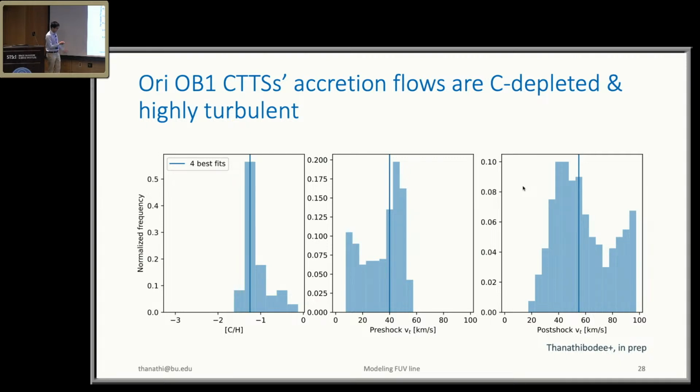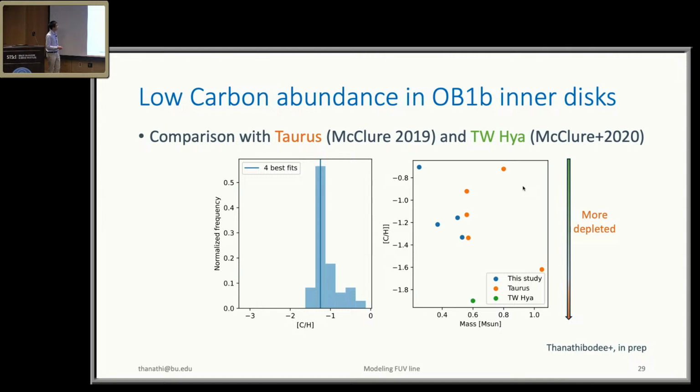When we retrieve the distribution of the parameters, we can see that the carbon abundance is lower than solar, and the turbulence velocity is high, around 50 kilometers per second in both post-shock and pre-shock. And they're comparable to carbon abundance measured by other methods in the Taurus and TW Hydra regions.